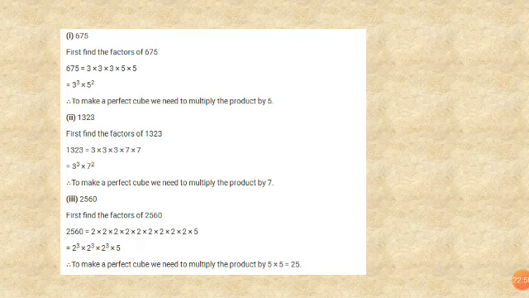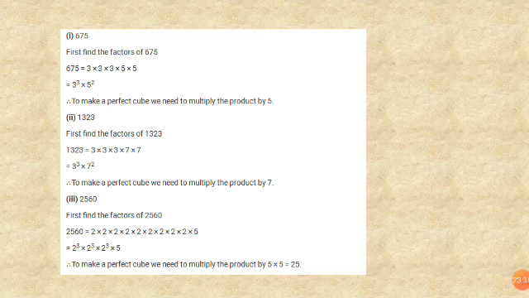675. Finding the factors of 675: 3 into 3 into 3 into 5 into 5. So it is not a perfect cube. To make a perfect cube, we need to multiply by 5. So 3 cube into 5 square.